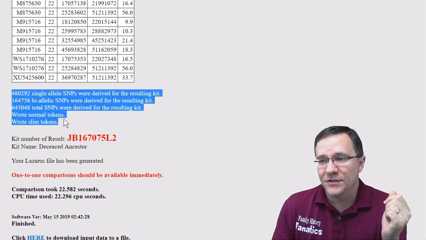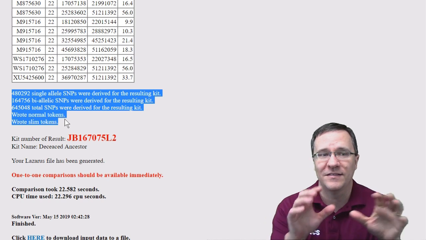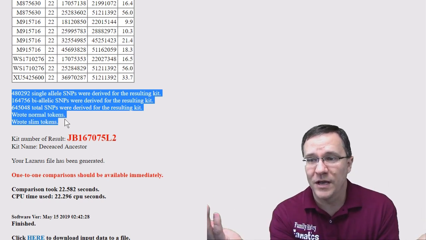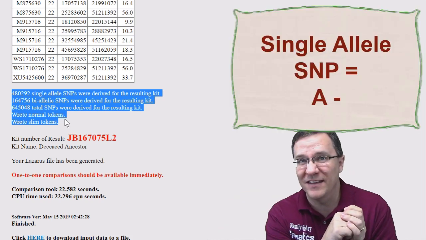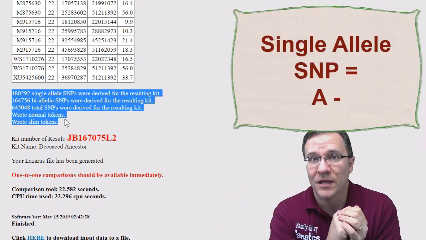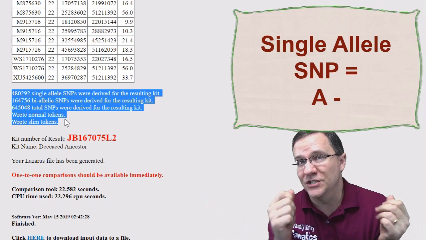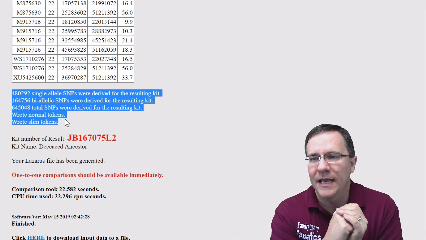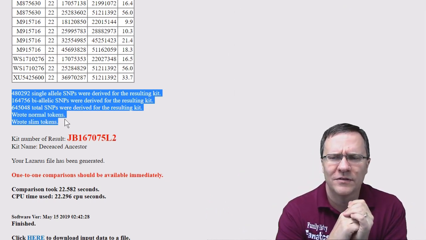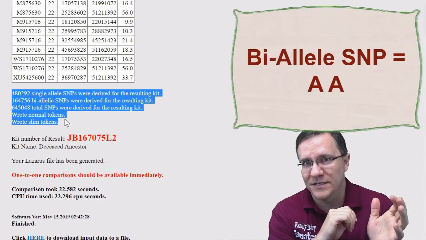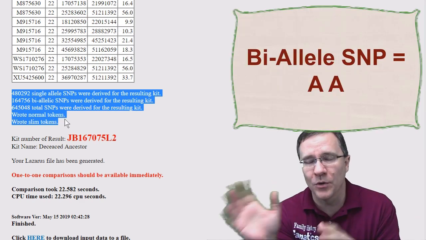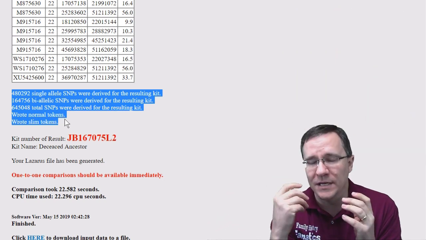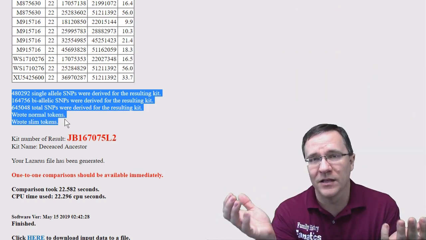So down at the bottom, it tells us a little bit about the SNPs that it has created. In this case, it's created 480,000 single allele SNPs. What that means is that is a SNP with just one letter. So instead of an AA, it just has an A. It has created 164,756 biallelic SNPs. So that would be an AA in this case, which is normally what most kits that you're just doing a DNA test have, is they have biallelic SNPs.